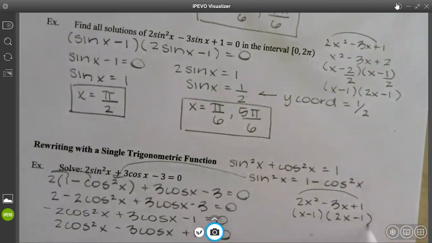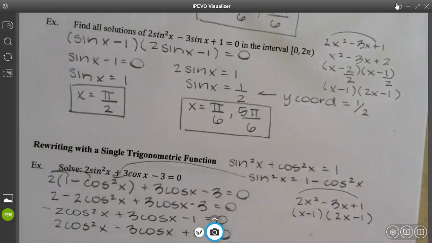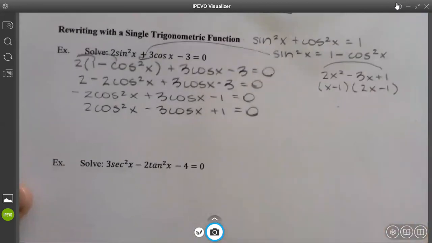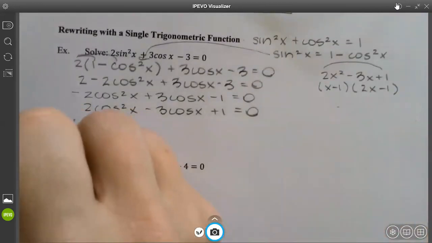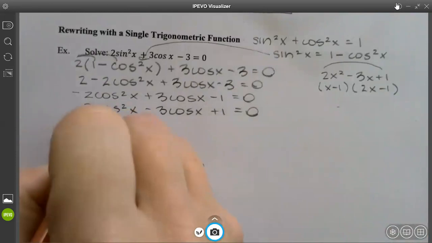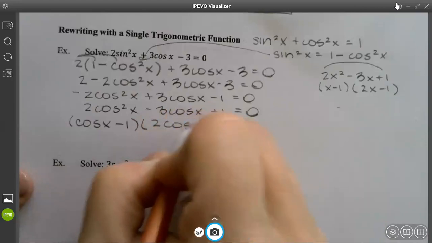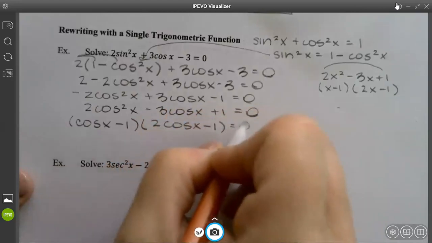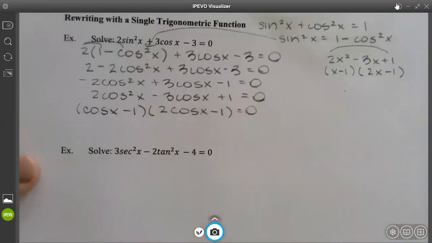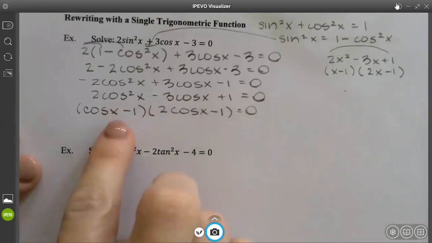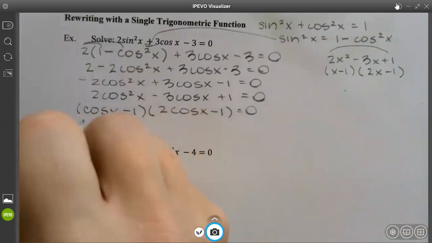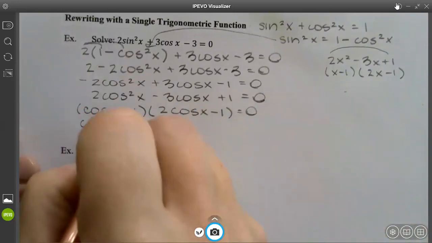Everybody okay with that? Go back and look. If you have them, go back and look, and then don't do all the extra work. So instead of x this time, we're going to have cosine x minus 1, 2 cosine x minus 1. How would I solve the first one? Add 1. So we get cosine x equals 1.